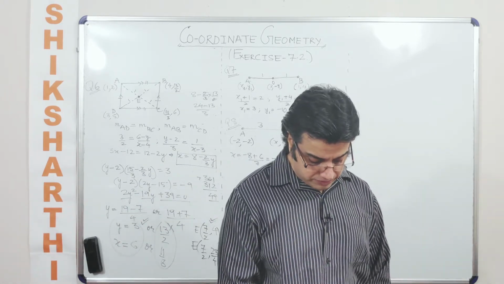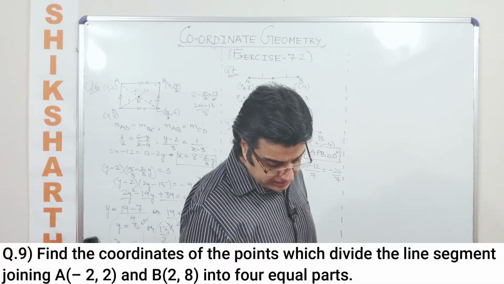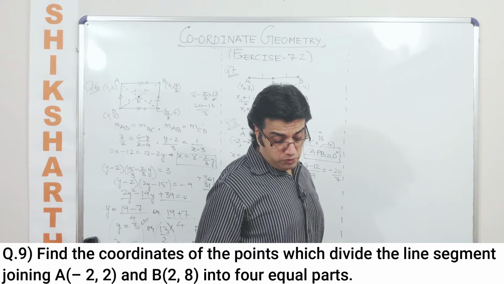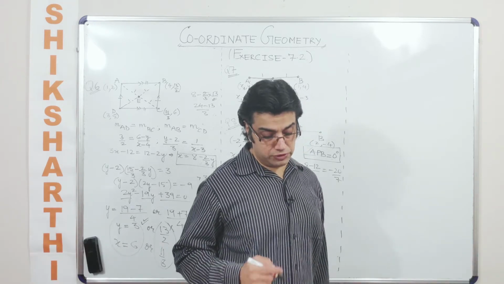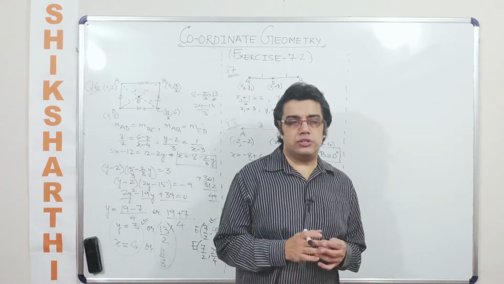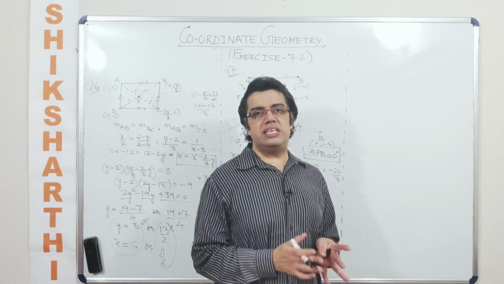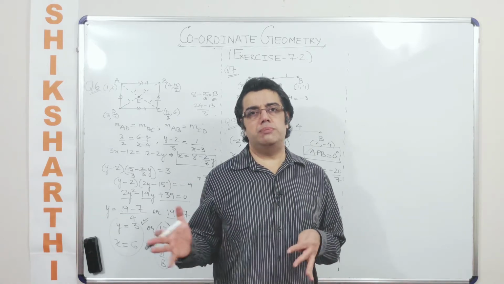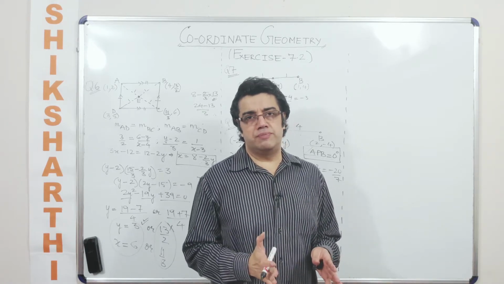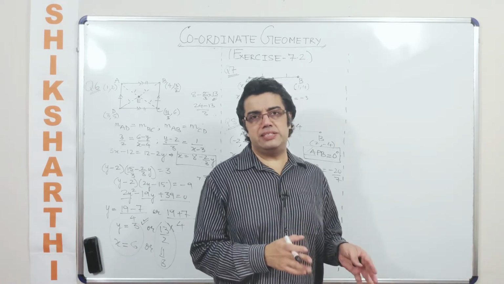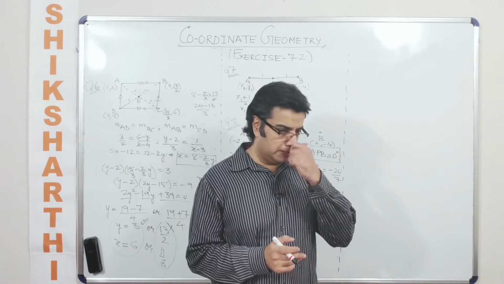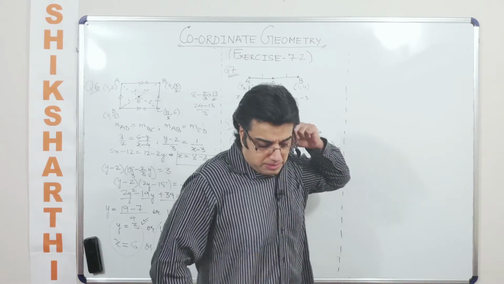Let's move on to the next question, which is question number 9. Find the coordinates of the points which divide the line segment AB into 4 equal parts. This is what I was telling you when I was doing question number 2. Question number 2 merely talked about trisection. As far as my understanding goes, trisection does not mean 3 equal parts. Trisection means 3 parts. They may or may not be equal. Similarly, dissection does not mean 2 equal parts. But when you use a word like bisection, then only you can say 2 equal parts. Please remember this.